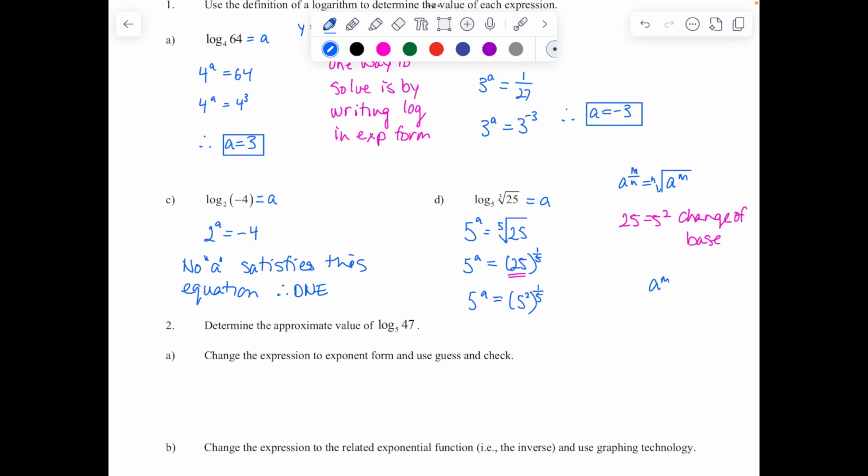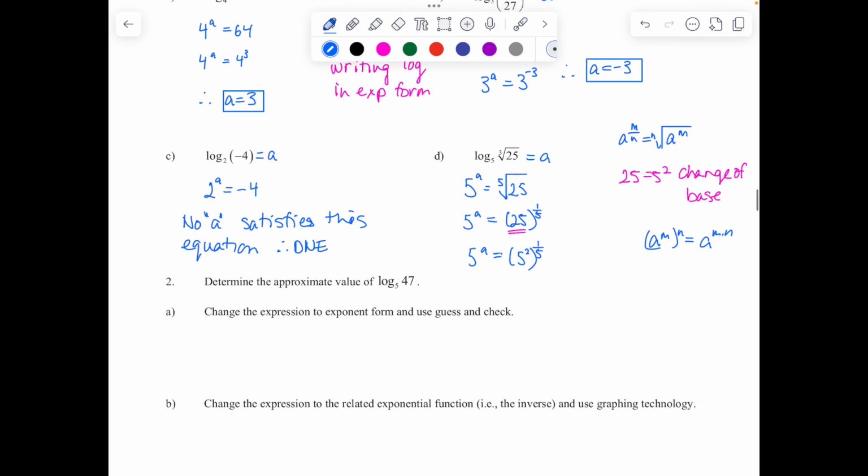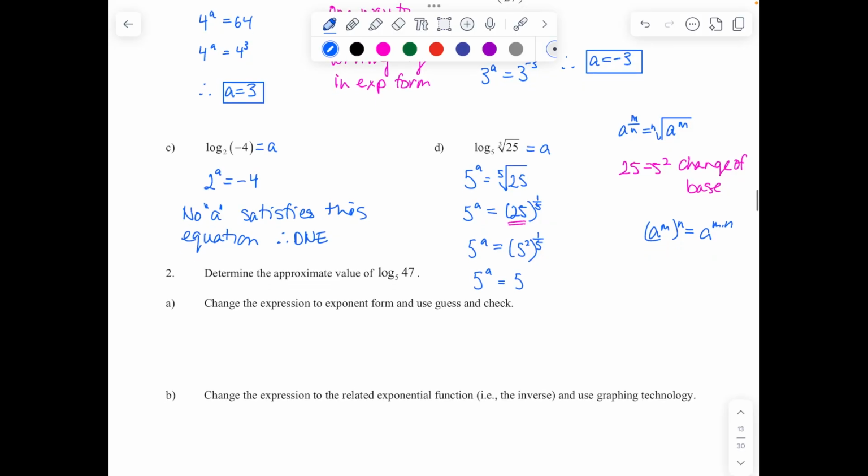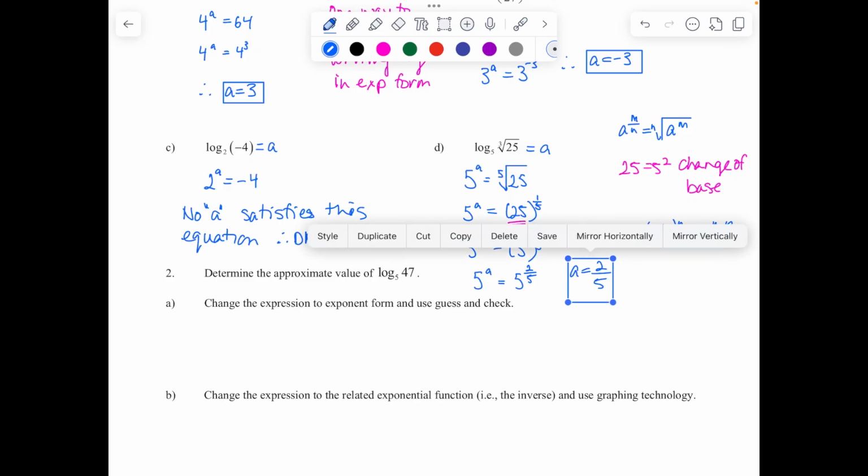If you also remember this rule, to simplify the right-hand side, I get 5 to the power of a equals 5 to the power of 2 times 1/5, and 2 times 1/5 is 2/5. So we have a is 2/5. We don't need a calculator for these ones, we just need to remember some exponent rules, and we need to understand the definition of a log in log form and a log in exponential form.